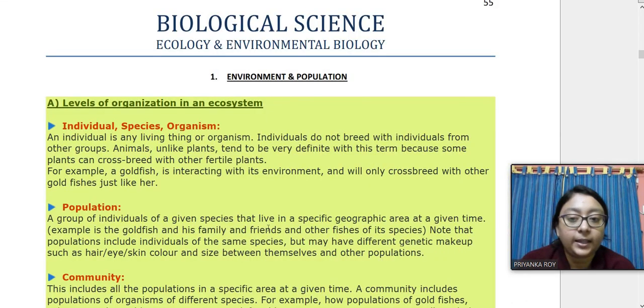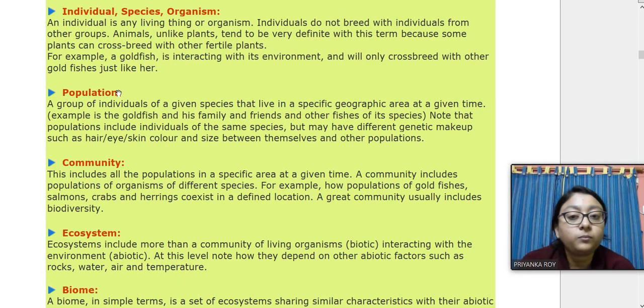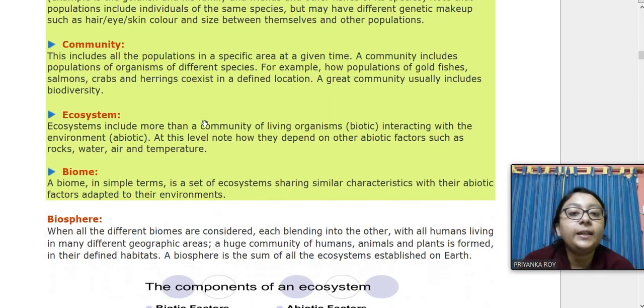So the next thing is that here if we consider a goldfish as an individual, then the goldfish, its family and friends become a population. Next is the community. So when the goldfish, salmons, crabs start coexisting together in the same location, then we can call it a community. Then ecosystem is how they start to interact with the abiotic components.